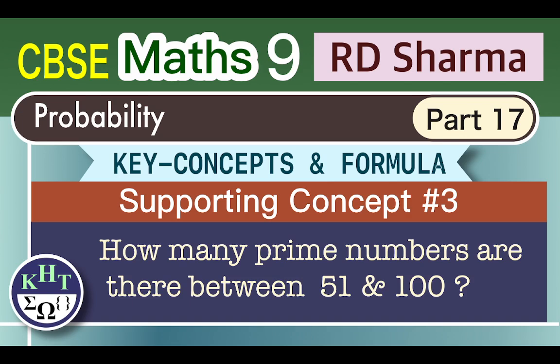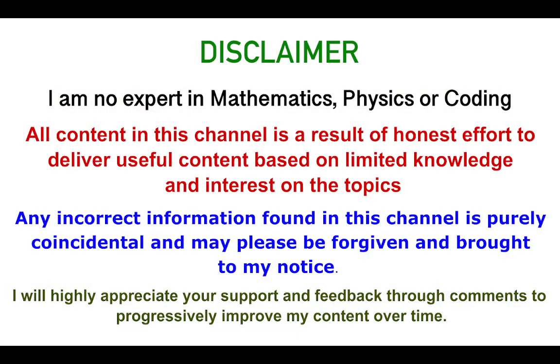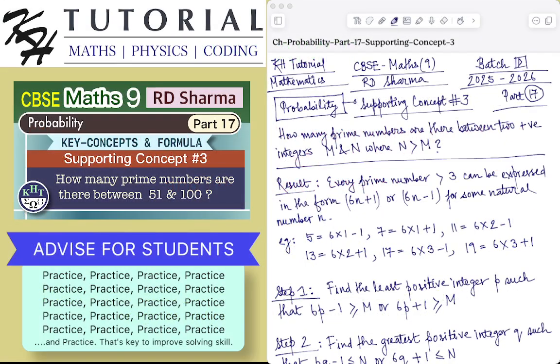So let's start part 17 video, where I will be discussing how to find the number of prime numbers between any two given natural numbers. Okay, so how many prime numbers are there between two positive integers, that is natural numbers m and n, where obviously n is greater than m.